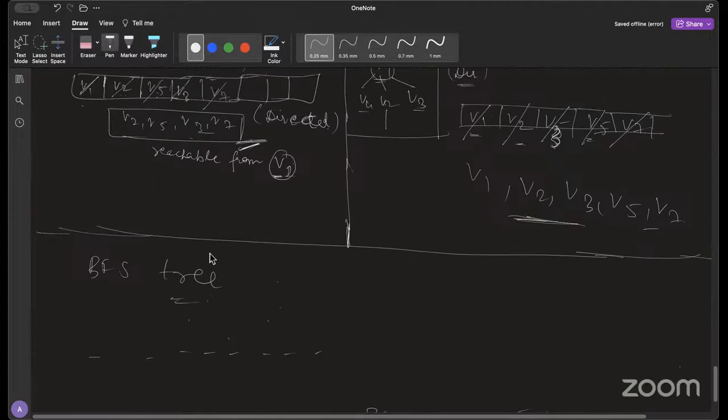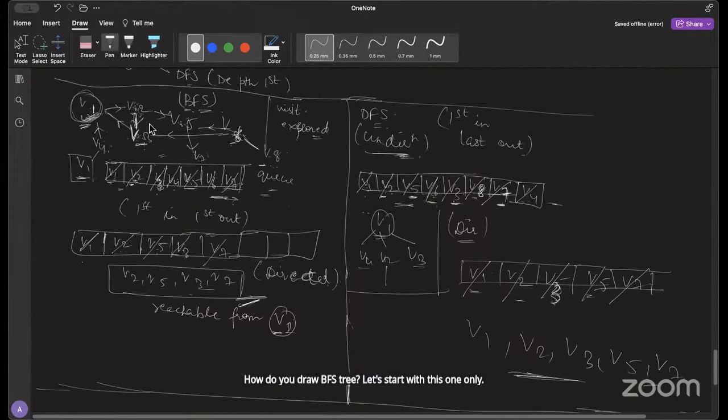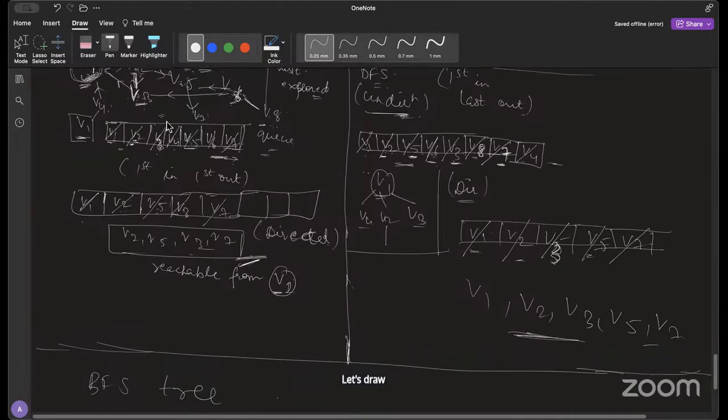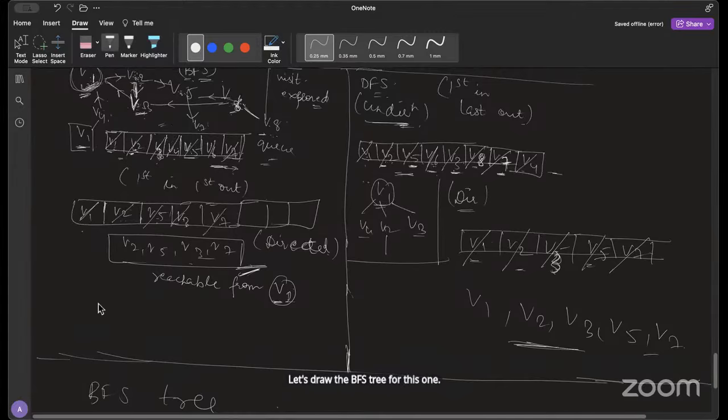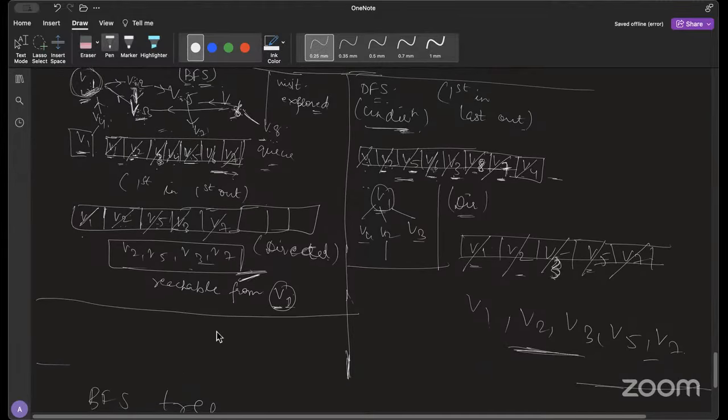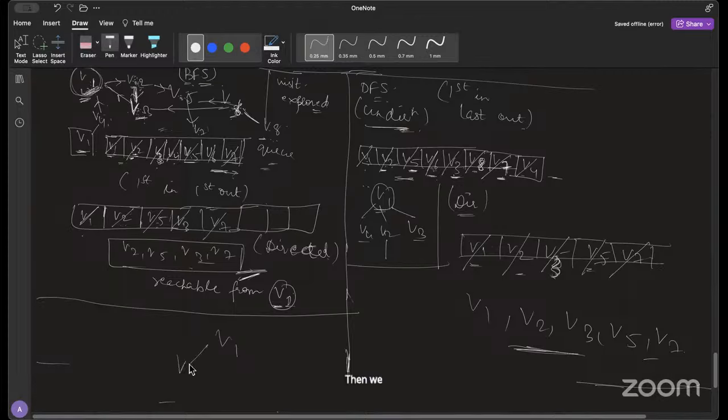How do you draw a BFS tree? Let's start with this one only. Let's draw the BFS tree for this one. So we're starting the search from V1. Then we go to V2.